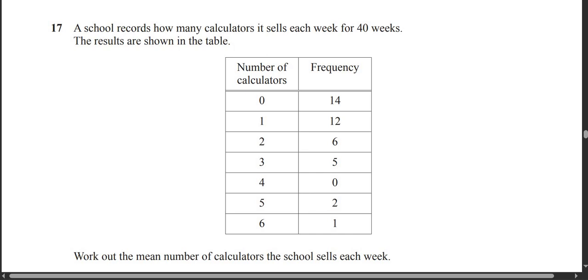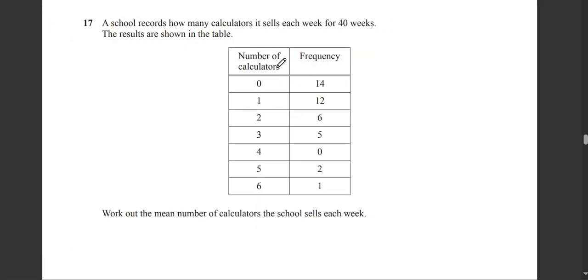Next question. It says the school records how many calculators it sells each week for 40 weeks. The results are shown in the table. Work out the mean number of calculators. So to do this, first of all, you will multiply the number of calculators with frequency. So this is frequency. You will find fx. So 0 multiplied by 14 is 0. 1 multiplied by 12 is 12. 2 multiplied by 6 is 12. 3 multiplied by 5 is 15. 4 multiplied by 0 is 0. 5 multiplied by 2 is 10. 6 multiplied by 1 is 6.